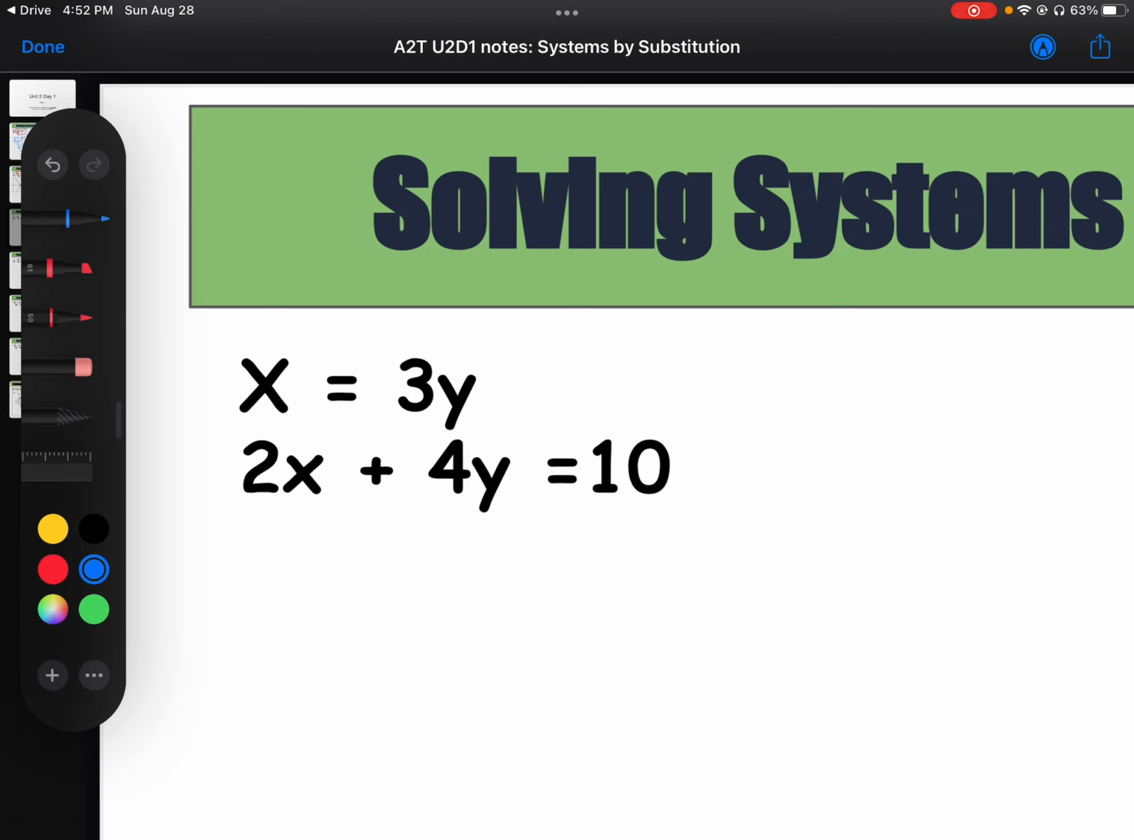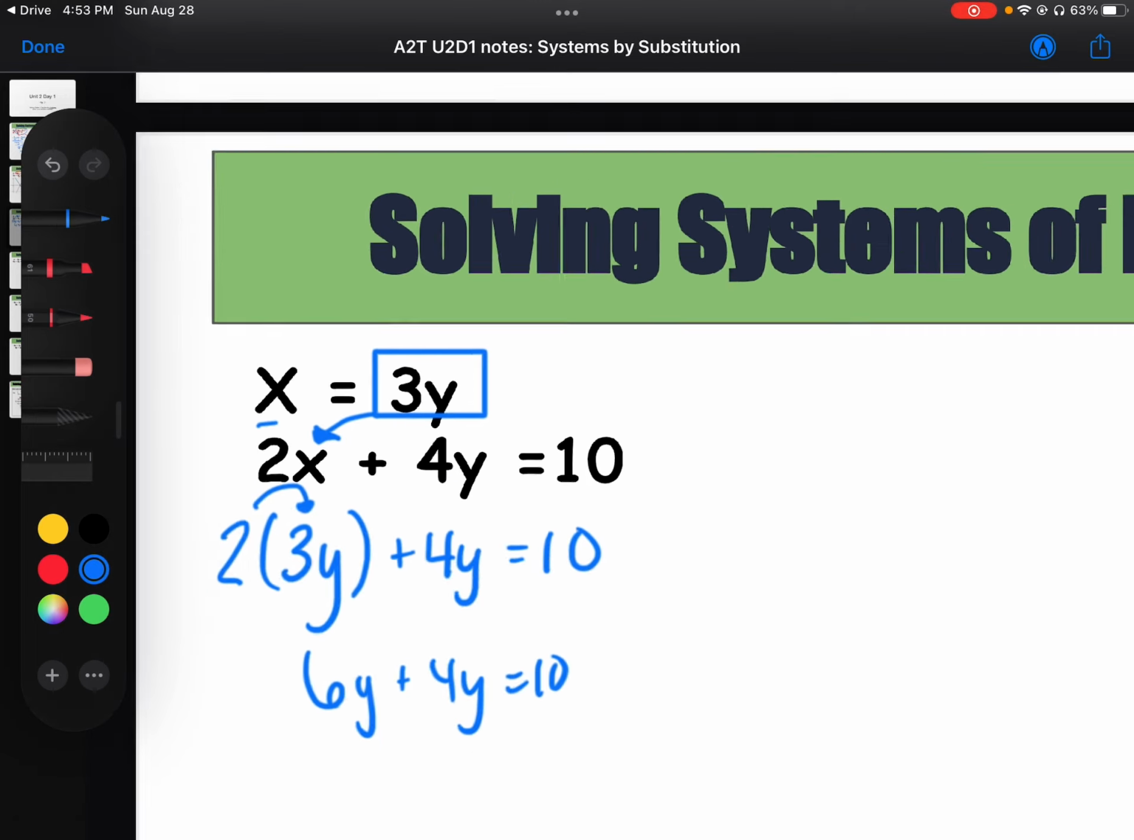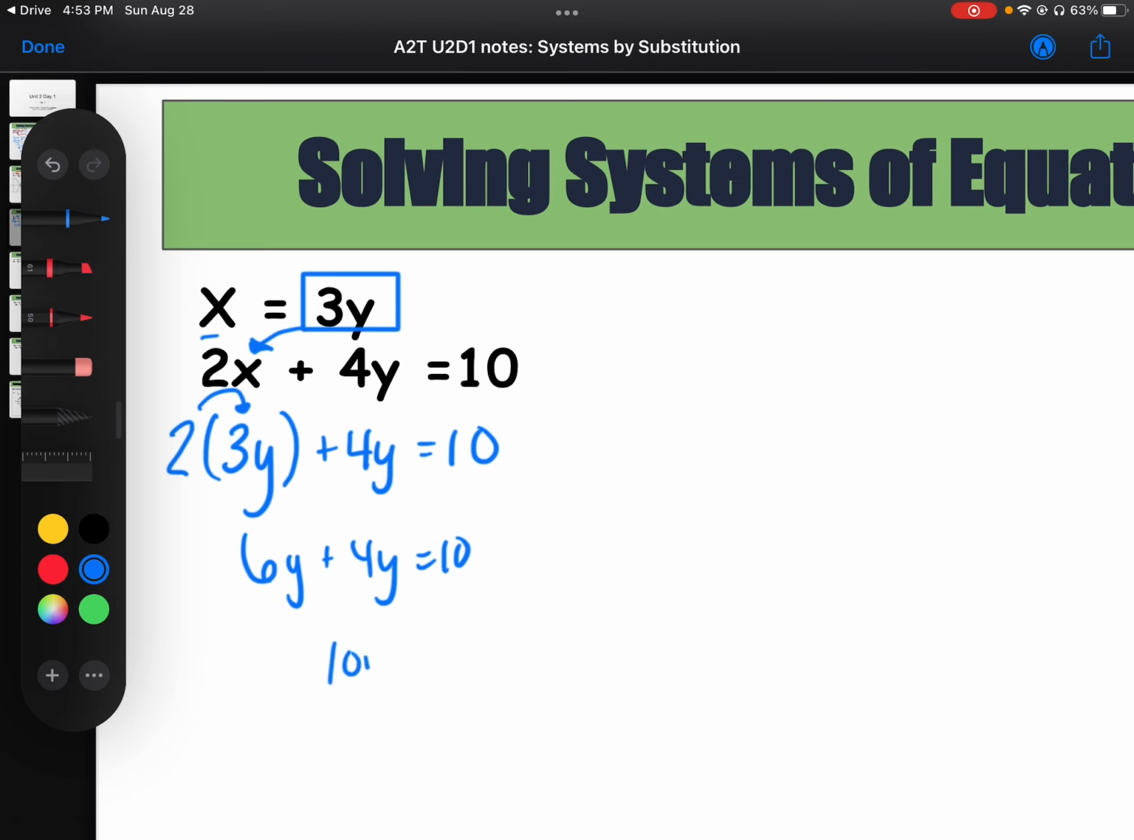Number 3, I have x equals 3y and 2x plus 4y equals 10. My first equation is already isolated for x, so I'm going to take 3y, plug that into the other equation for x. So it's 2, instead of x, I'm going to plug in 3y. Plus 4y equals 10. Multiply 2 times 3y is 6y, plus 4y equals 10. 6y plus 4y is 10y. Divide by 10. Y equals 1.